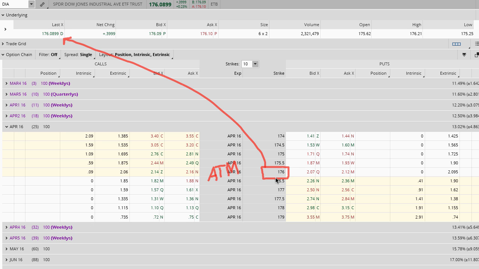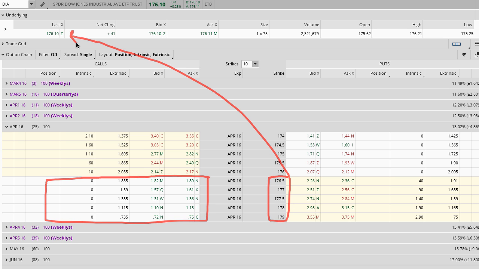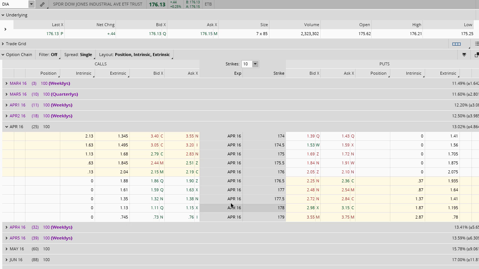That's the at-the-money strike. Now again, on the call side, the out-of-the-money options are the ones that are not shaded. These are the ones with strike prices that are higher than where the stock is currently trading right now. So DIA is trading at 176. All of these strike prices are above or higher than 176. That means that all of these options are OTM, or out of the money. So if we ever talk about selling an out of the money or buying an out of the money, we're talking about these options on the left-hand side.